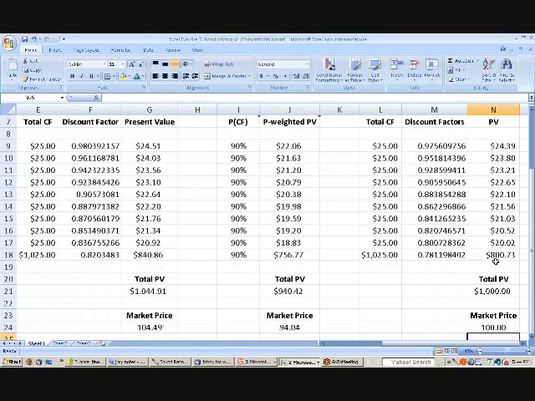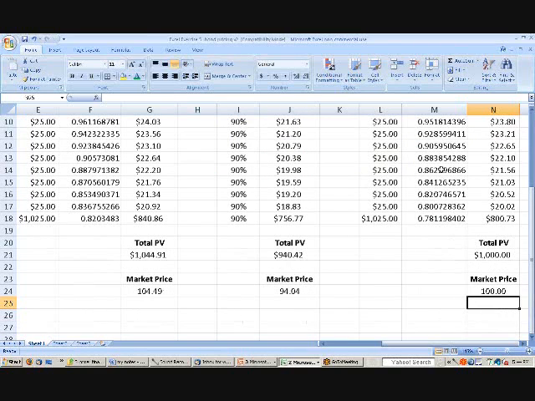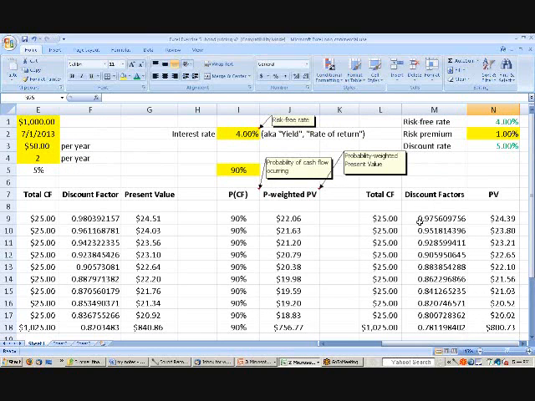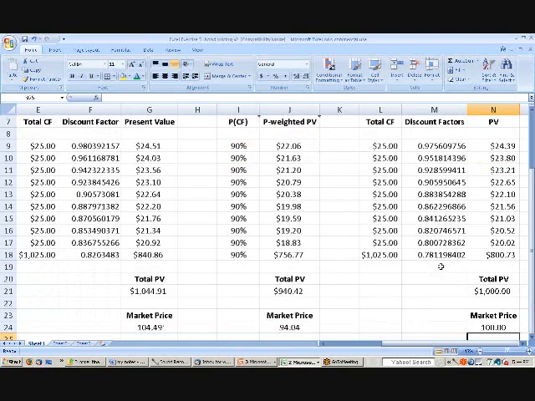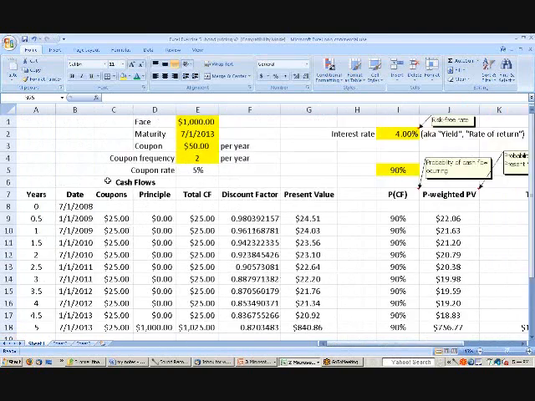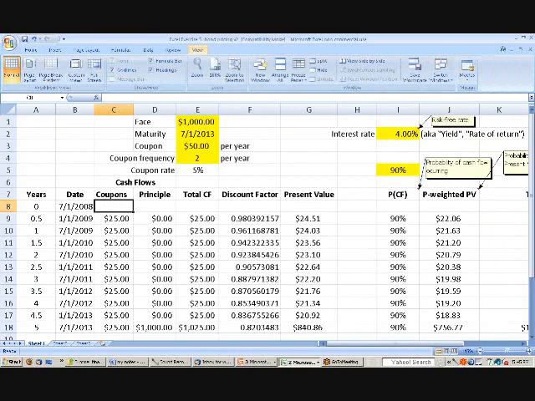So now the goal is we want to set this market price equal to that market price. Now the difference between this and this, actually let me freeze these cells really quickly here so this is a little easier to read.